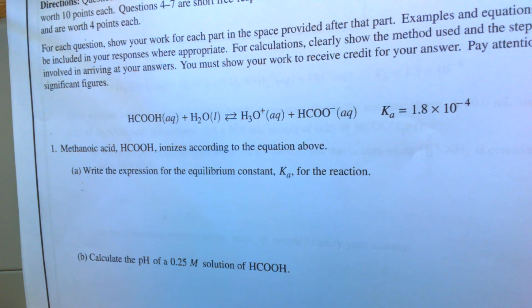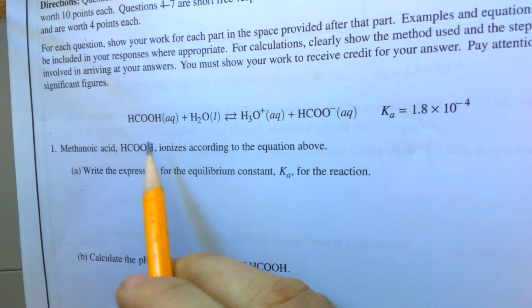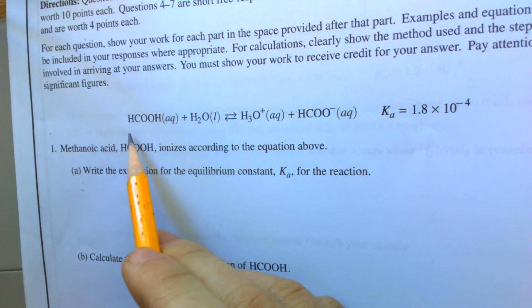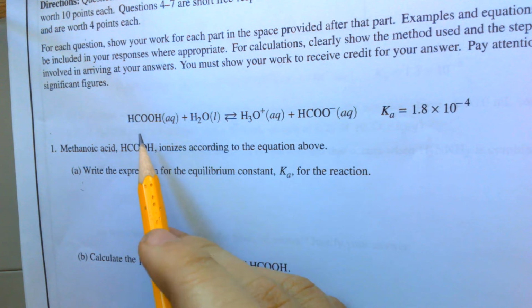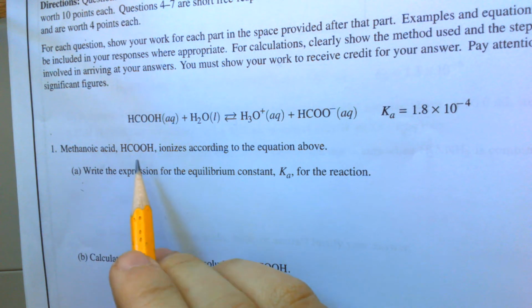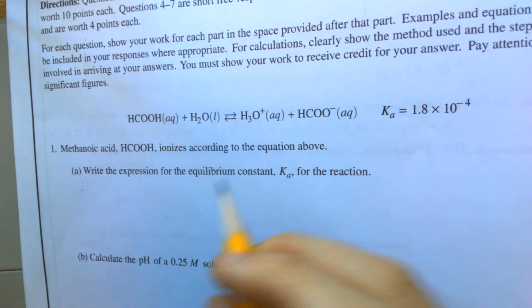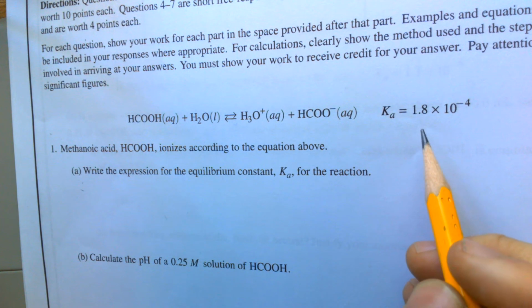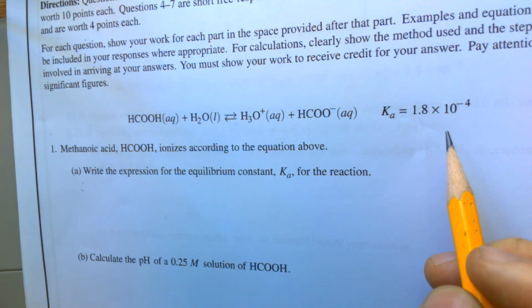Hello guys, today we're going to do AP Chemistry 2021 FRQ1. So let's start. As you can see, we have the equation for the ionization of methanoic acid, HCOOH. And we know the Ka is equal to 1.8 times 10 to the negative 4 power.